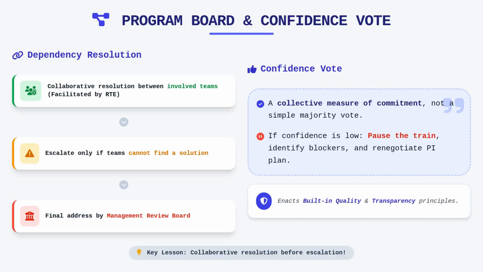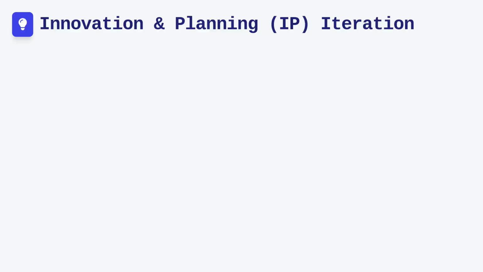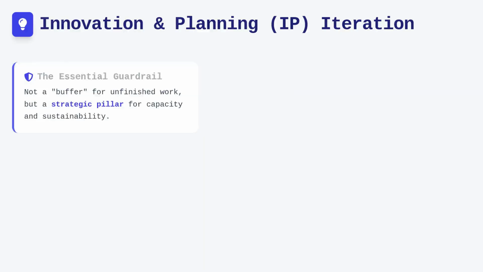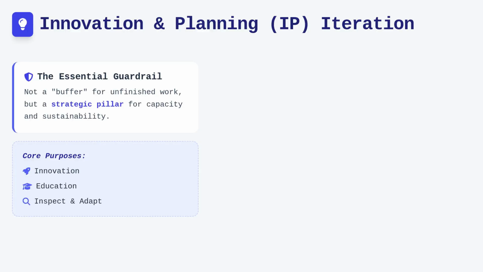underpin the entire framework. The innovation and planning iteration, often called the IP iteration, is frequently misunderstood as just a buffer for unfinished work. In reality, it serves as the essential guardrail for capacity, providing time for innovation, education, and the inspect and adapt workshop.